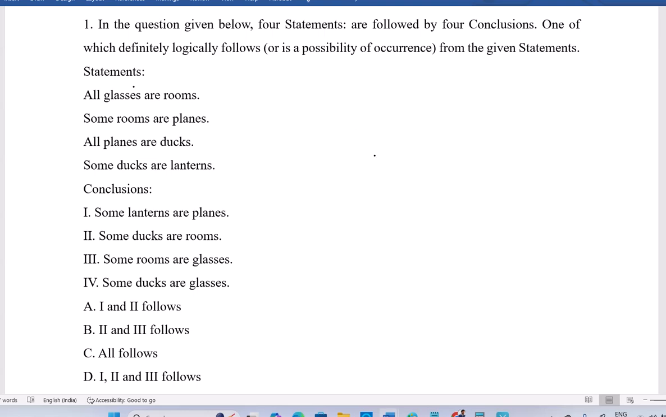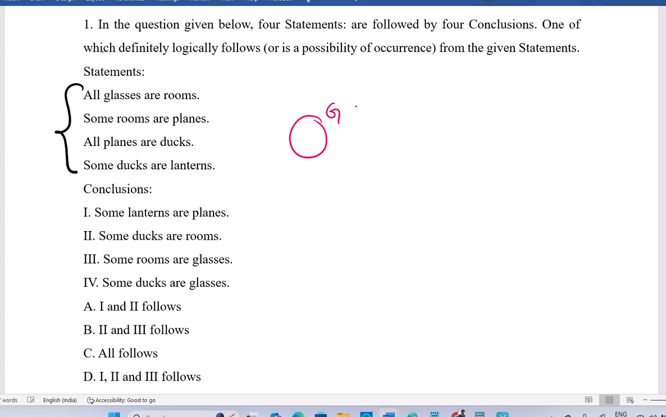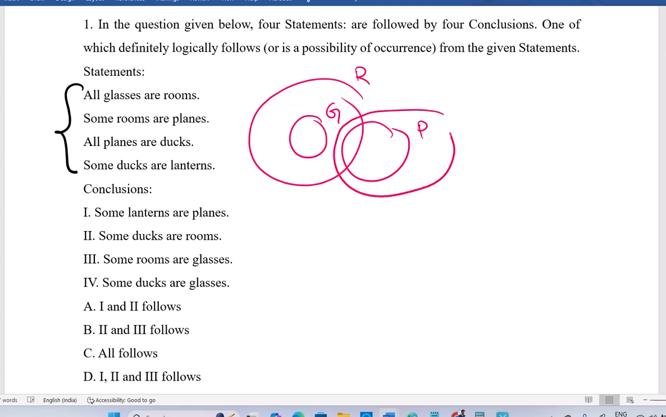Now have a look, statements and conclusions. All classes, as per the given question, for the given statements, we have to draw the diagram, then the conclusion must be true in all diagrams. All glasses are rooms. Some rooms are planes. All planes are ducks. Some ducks are lanterns.